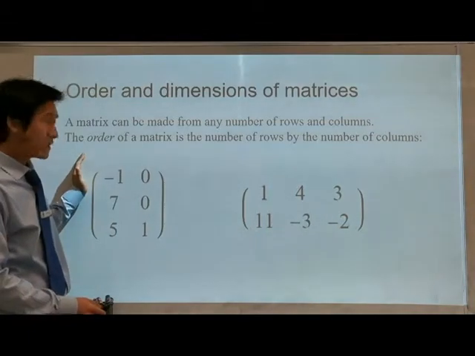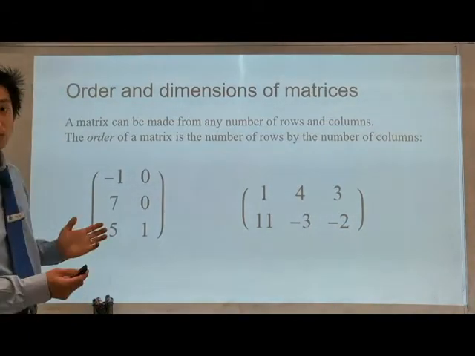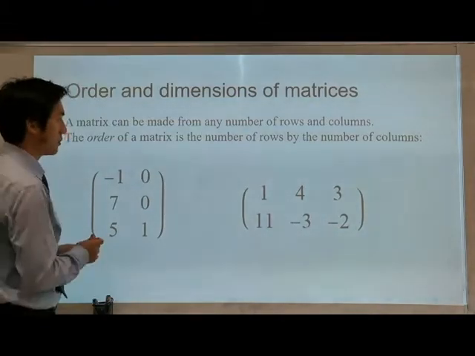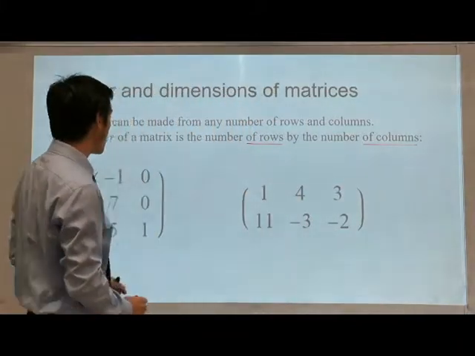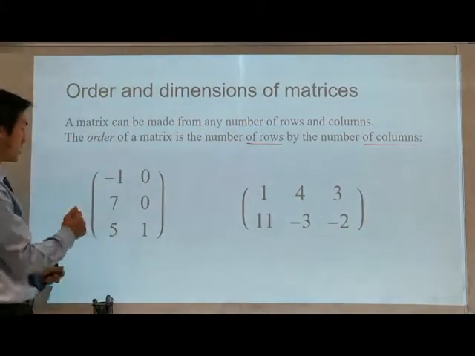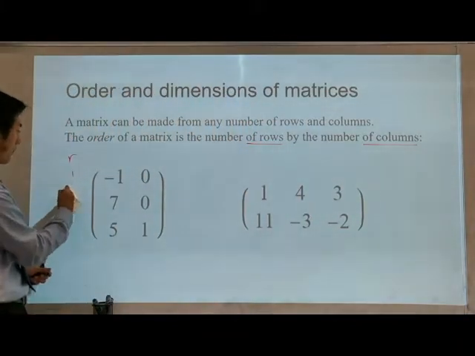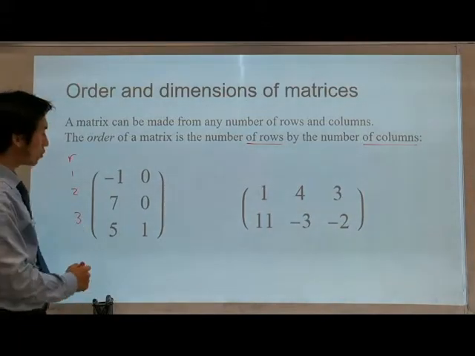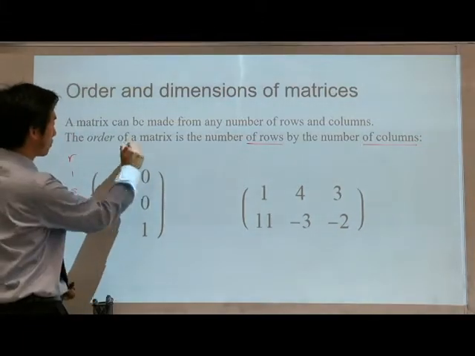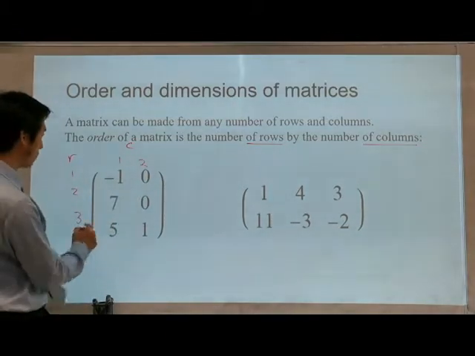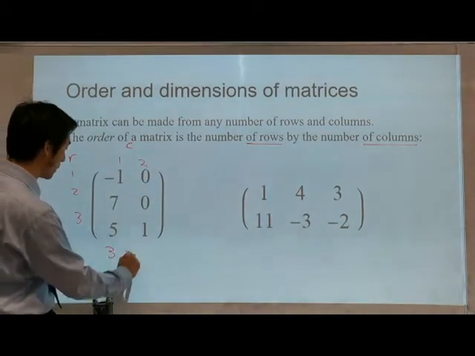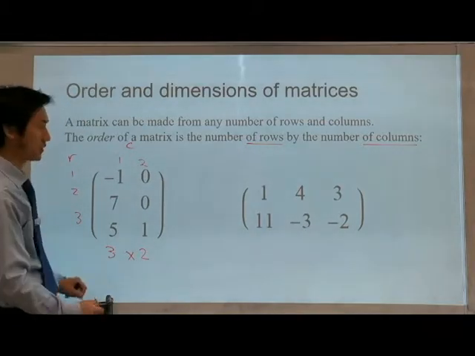Matrices can come in different sizes, and we need to be able to describe their size. The way we describe their size is the number of rows by the number of columns. So rows are your horizontal lines, and here we have 1, 2, 3 rows. And we've also got 2 columns, 1, 2. So the size of this matrix would be rows by columns, that is 3 by 2, a 3 by 2 matrix.